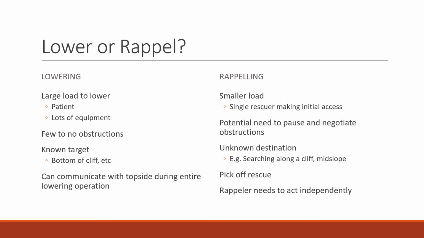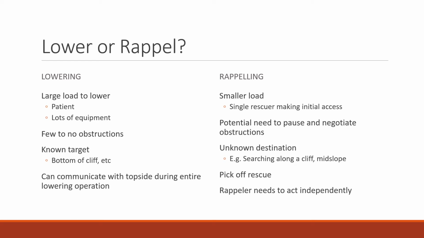So if there's some weird obstruction, the rope could start to get real slack as he's hung up on that obstruction, and then he can fall. So be very, very cognizant of how that rope is being paid out and the progress that the load is making. It's also real helpful if there's a known target. So you're going to the bottom of a cliff. You're going to the victim location on the side of the hill. The risk here is if you have an unknown destination, you're going to want to rappel.